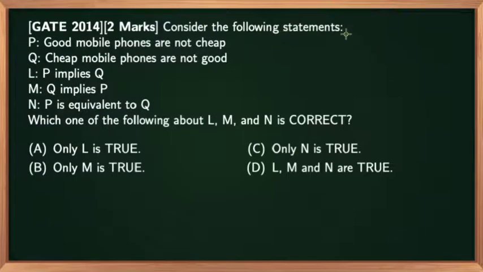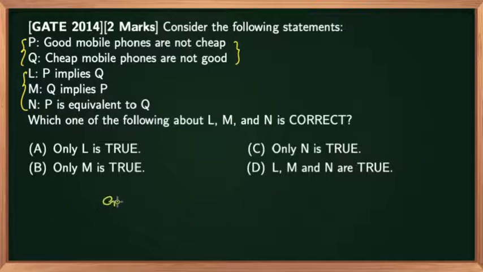Consider the following statements. So we have two statements P and Q, and we have some other statements. It says P implies Q, Q implies P, and P is equivalent to Q. And we had to find out which of the statements about L, M, N is correct. So we have some sentence in English here. So we had to convert this into propositional statement.